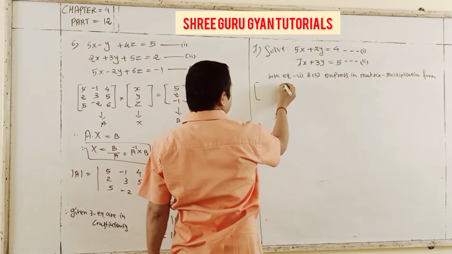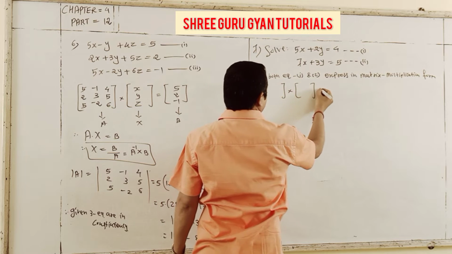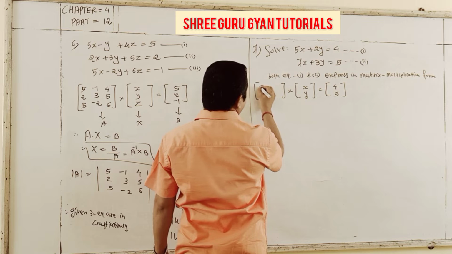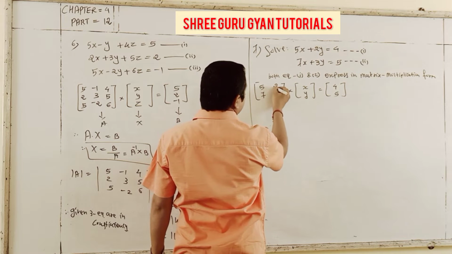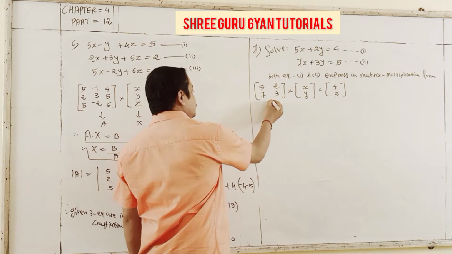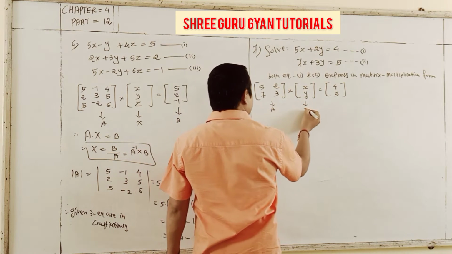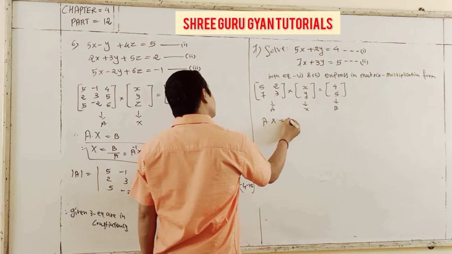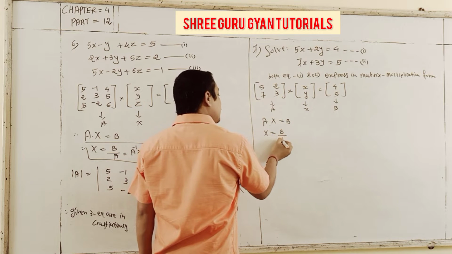So my first equation is equal to the answer. Here 4, 5; it will be x, y; 5, 7 and 2, 3. So here it is matrix A, here x and here B. So definitely A times x is B. So x is equal to B by A.